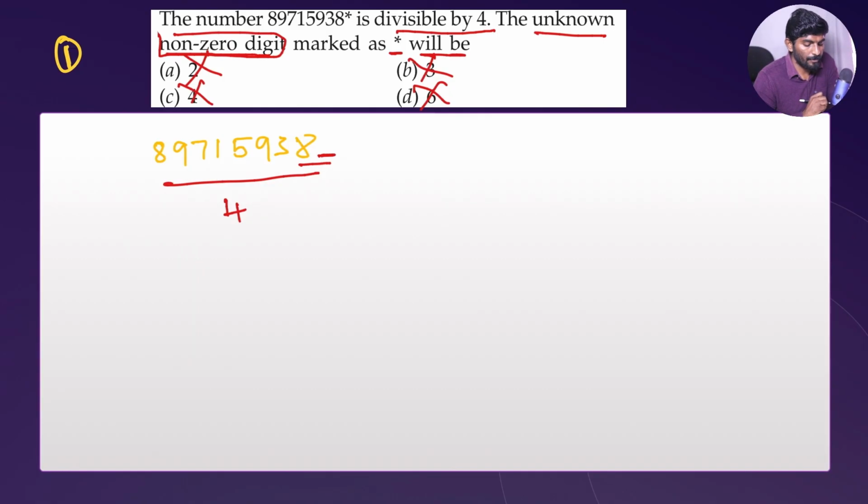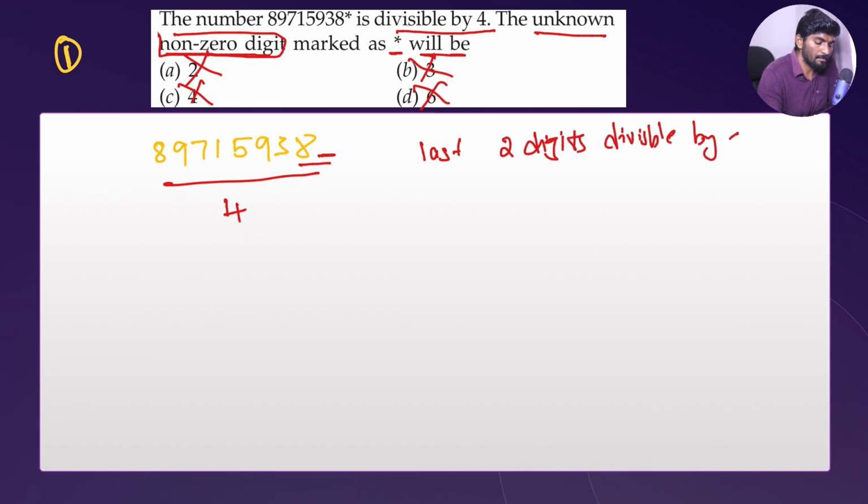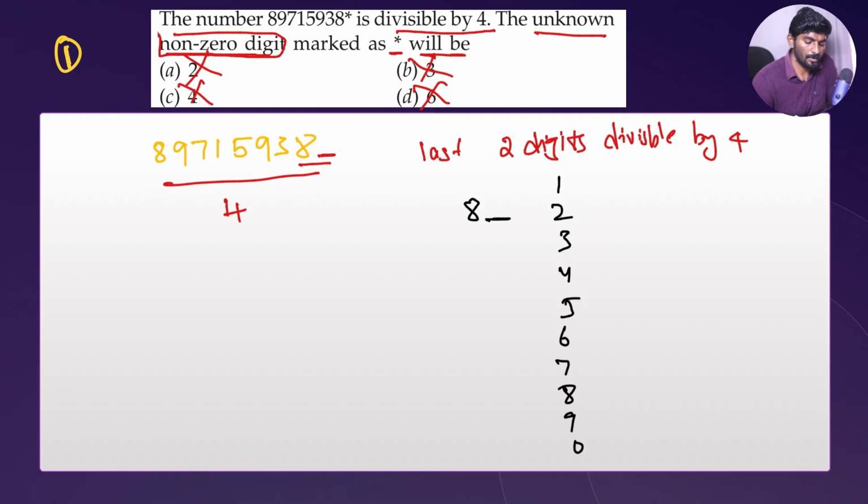What is the formula for 4? The last 2 digits should be divisible by 4. Am I right? So let's take the last 2 digits: 8 and something else, and this is not 0. That means what are the options we have? 1, 2, 3, 4, 5, 6, 7, 8, 9, 0. But you should not take 0. You have these options only. Are you okay with this?